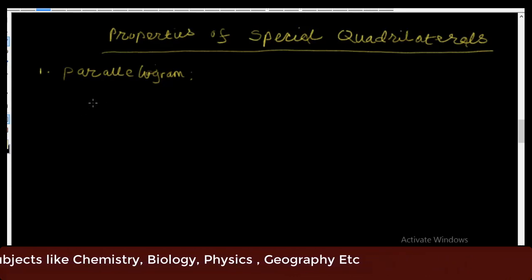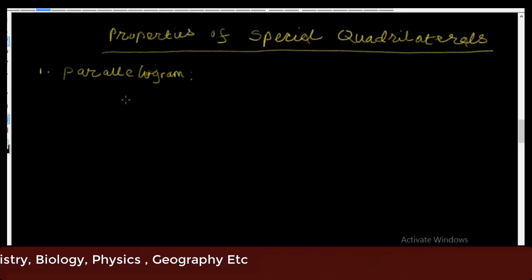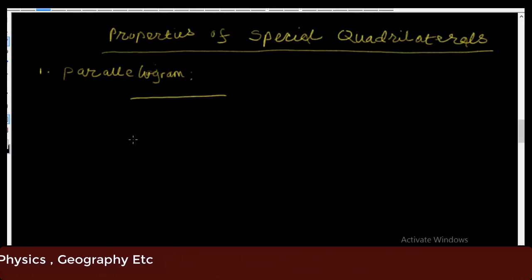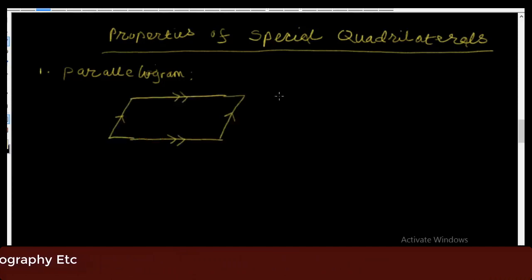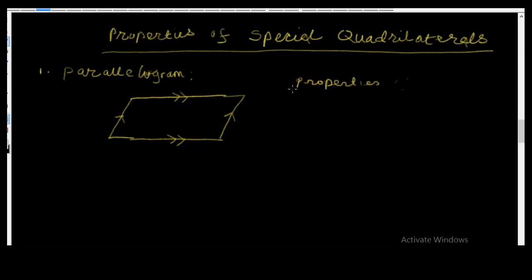Now, first and foremost, let's bring the picture of a parallelogram on the board. A parallelogram is something like this. So now we have on the board a parallelogram. Let's look at the properties of a parallelogram. The first property of a parallelogram is that opposite angles are equal. The opposite angles of a parallelogram are equal.